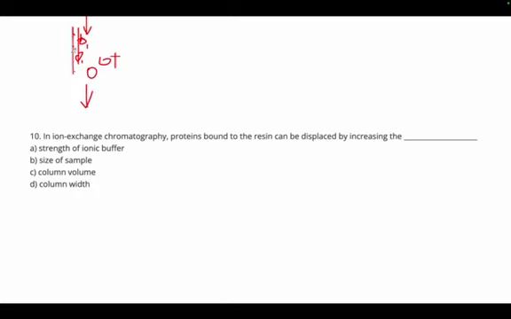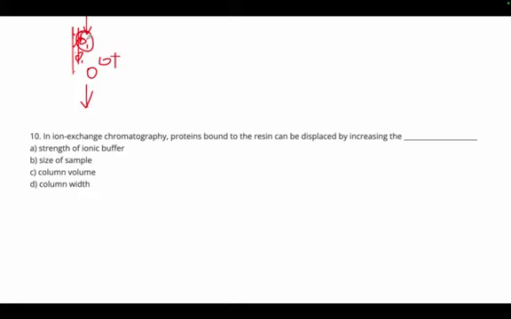Now, after passing this flow through, our target protein is stuck on the column. But basically, to elute this protein from the column, we have to break this interaction. Now, there are two ways in which we can break this interaction. One is that we can alter the charge on this protein. So we can change the pH of the buffer. If this protein is no longer carrying a negative charge, then it won't be attracted to the resin anymore. It will be eluted. The other way is by increasing the ionic strength of the surrounding solution.